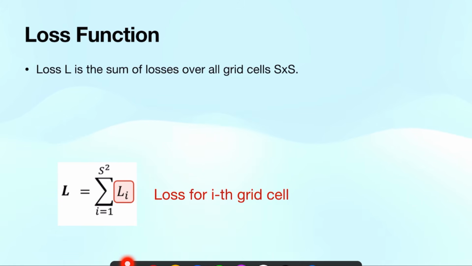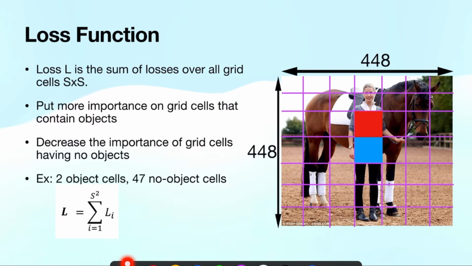So these grid cells might have objects or might not have an object. Objects are important to us. So what we do is, we put more importance on the grid cells that contain objects, and decrease the importance of grid cells that have no objects. In our example, we have only 2 grid cells with an object. All remaining 47 grid cells have no objects in them.